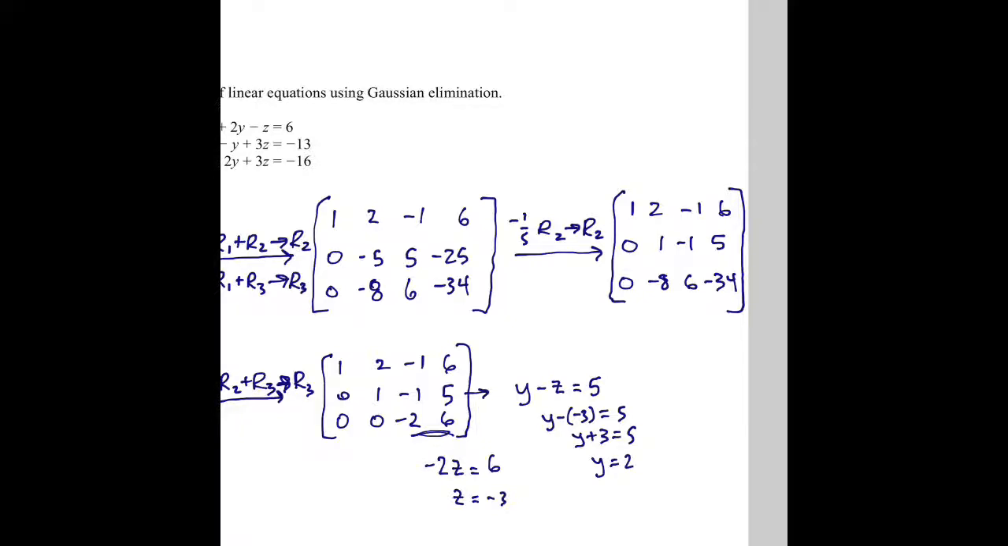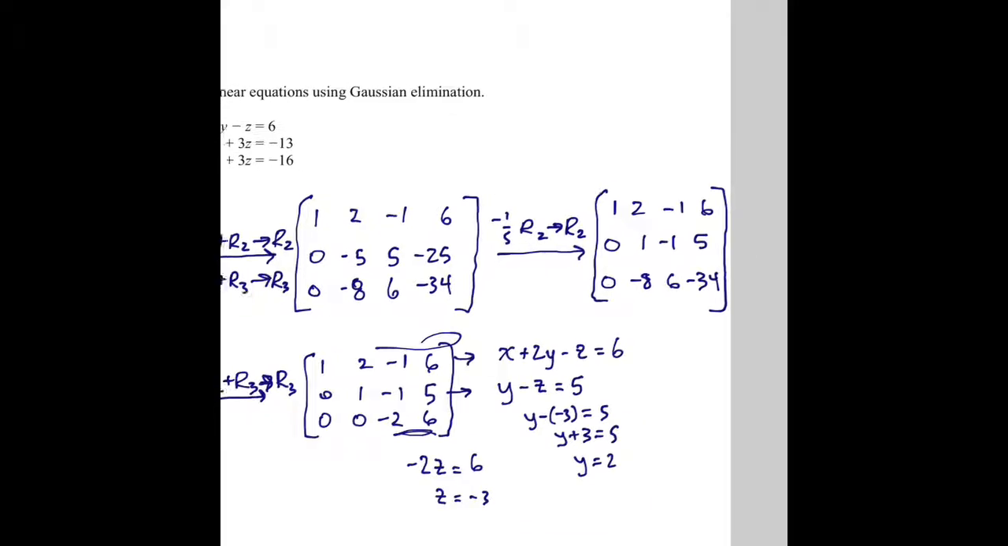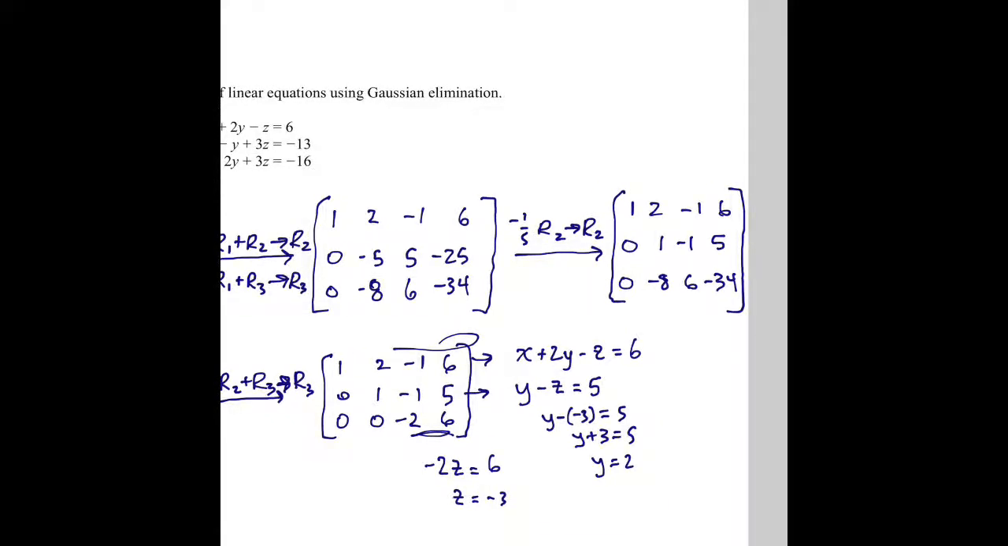So y equals 2. And now I can take this top row, which represents the equation x plus 2y minus z equals 6. And then I know that y equals 2 and z is negative 3. So this becomes 4 plus 3, which is 7. So x equals negative 1.